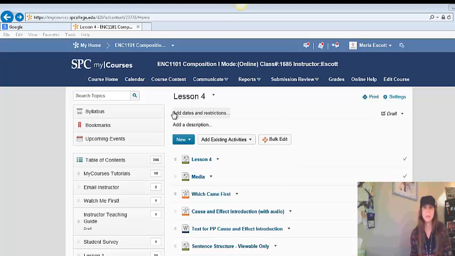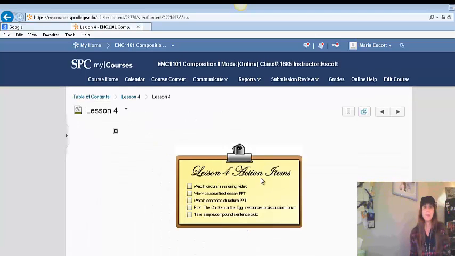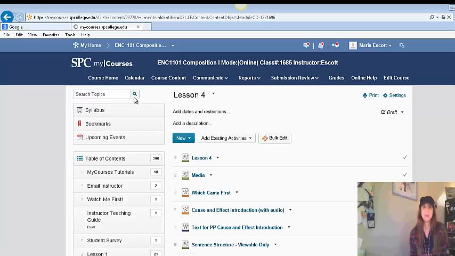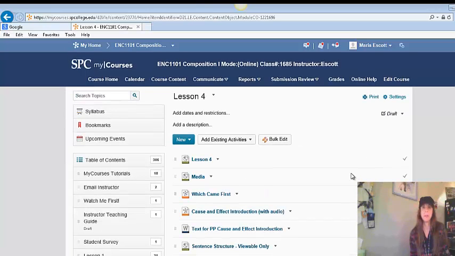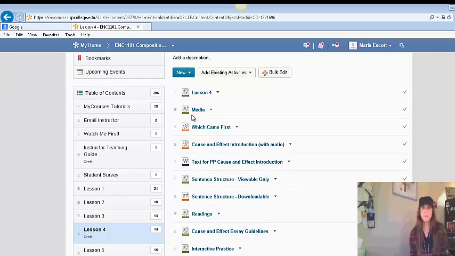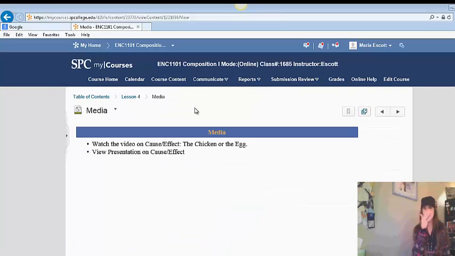All right, so we're at lesson 4 now. You can click on anything. It's not going to hurt anything. All right, lesson 4, they have a little clipboard. It's just a photo. It's really not important because if you go back to lesson 4, as you're going through these items, they will check off, and that's really what you need. Okay. The media is just basically some information.